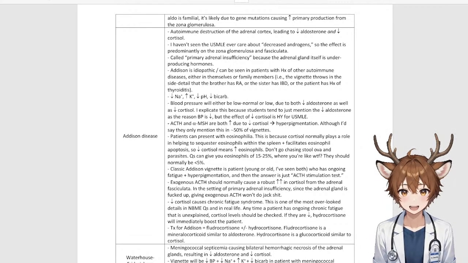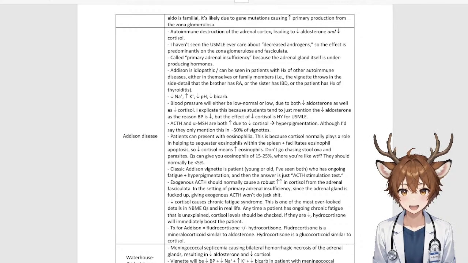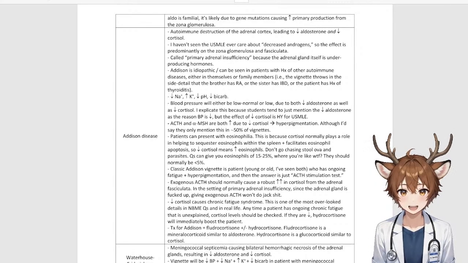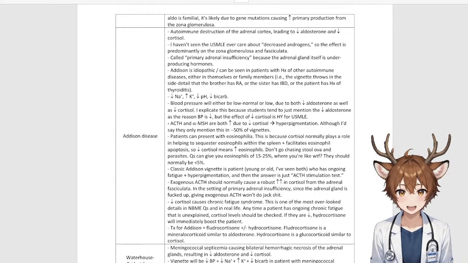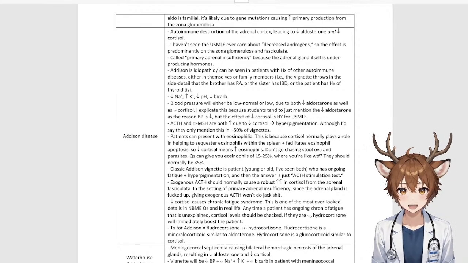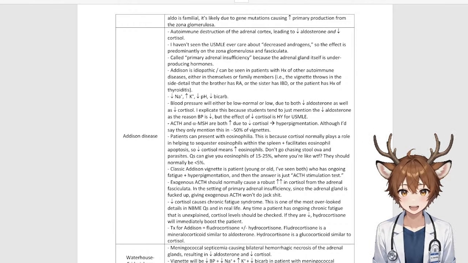Addison's is idiopathic or can be seen in patients with a history of other autoimmune diseases, either in themselves or family members. That is to say, the vignette throws in the side detail that the brother has rheumatoid arthritis, or the sister has IBD, or the patient has a history of thyroiditis. You have a decreased sodium, an elevated potassium, a decreased pH, and a decreased bicarb.